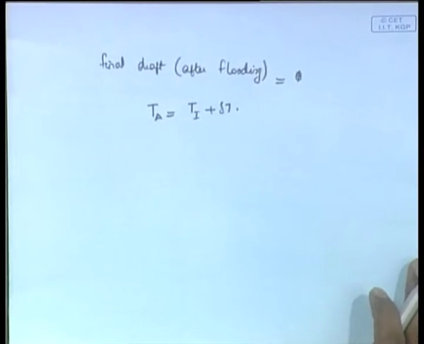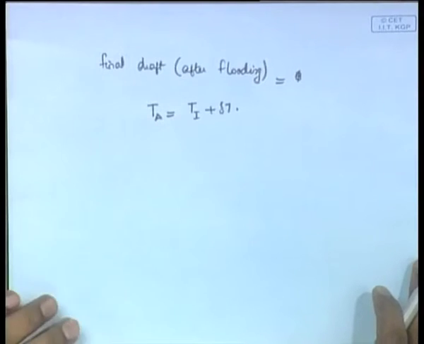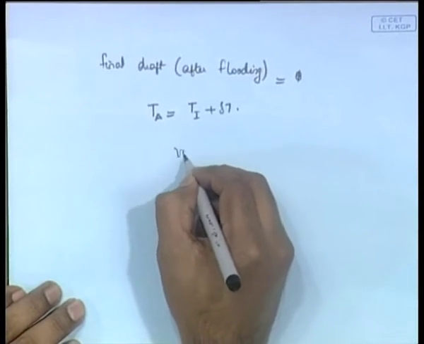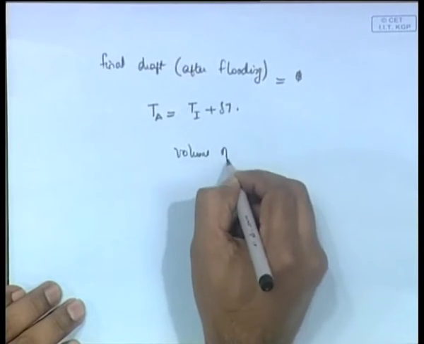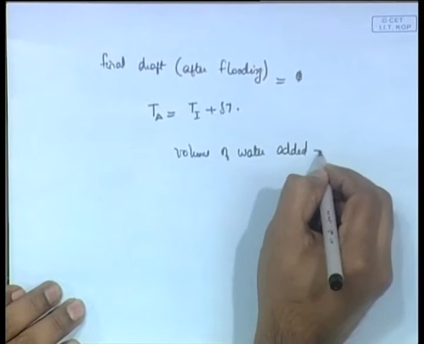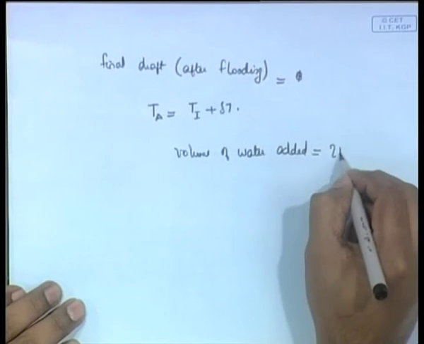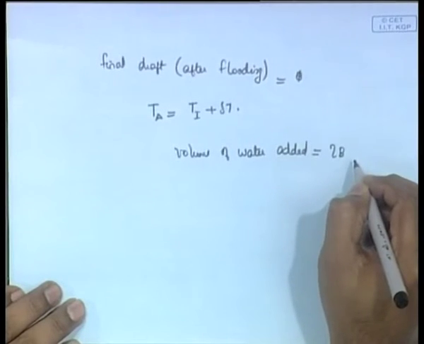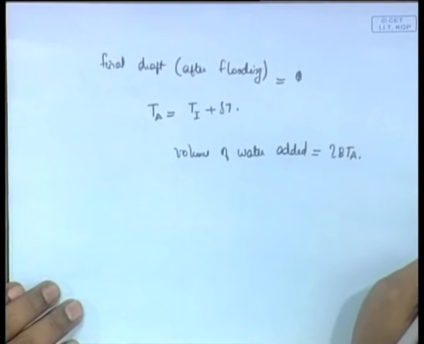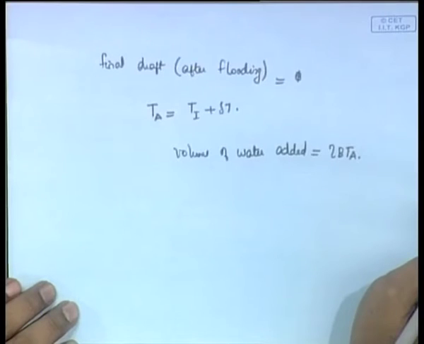Now, this can be written as, so the volume of water that is added, as we wrote it last time, is small l b into T initial plus delta T, which is equal to T A. Okay. So, this is the final volume of water that is added to the ship.